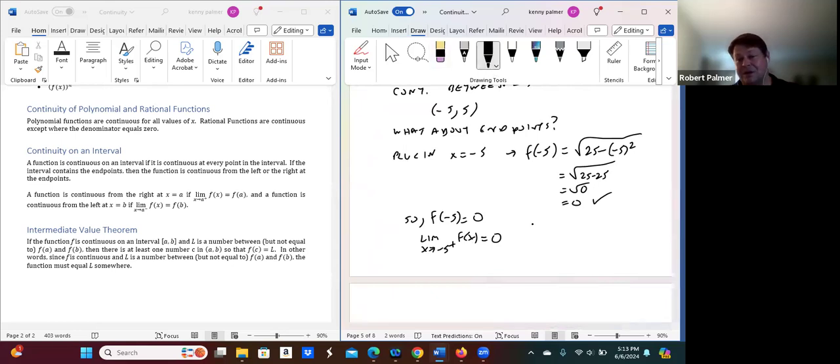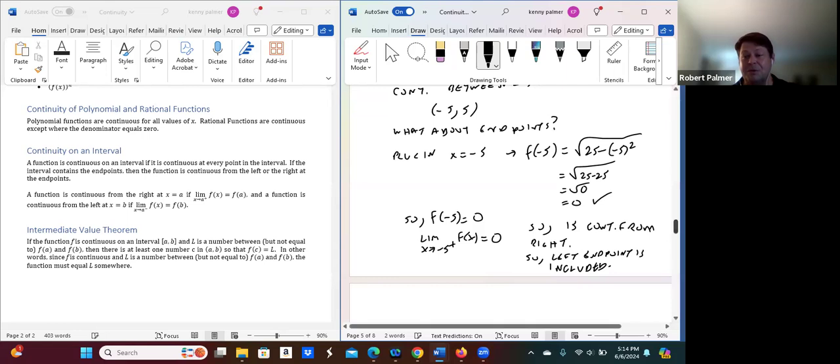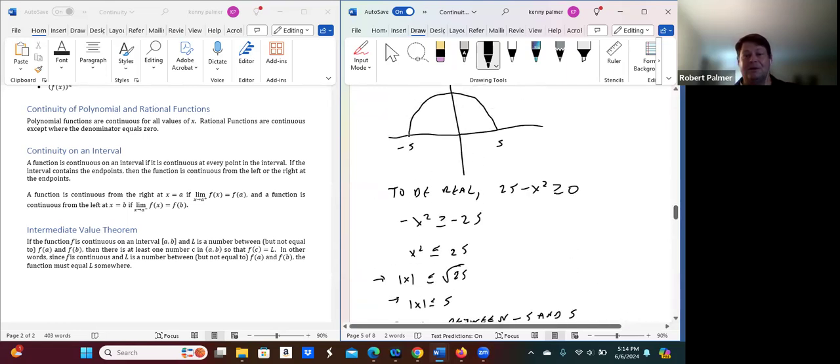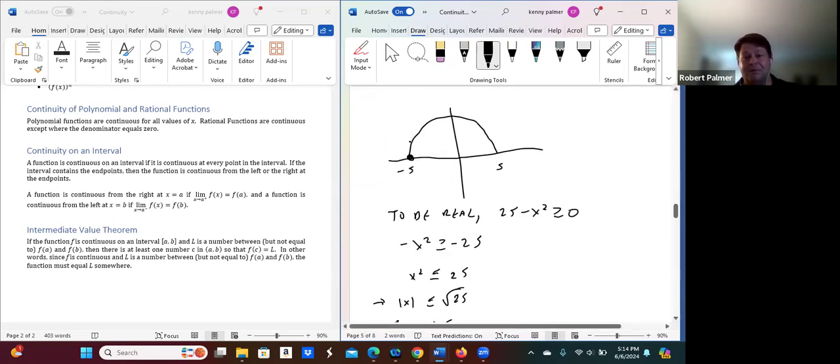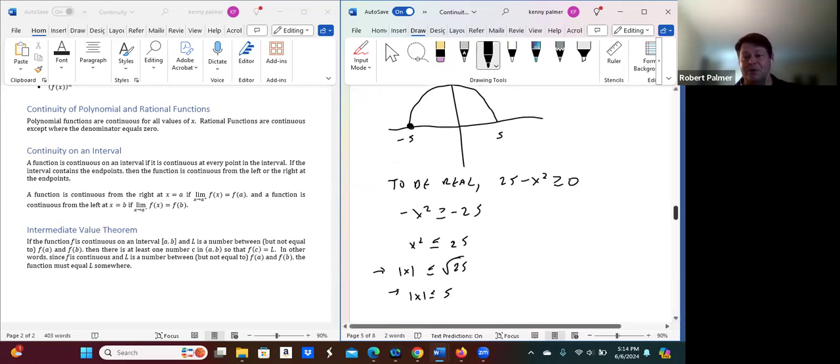What that tells us then, is f continuous from the right. So our left endpoint is included because it's continuous from the right. The limit as we go toward the right is the same. So let's darken that in. That's now a darkened circle. We can say that now because the function exists there. Okay, so the limit is the same as the function value at that endpoint, so the endpoint's included.